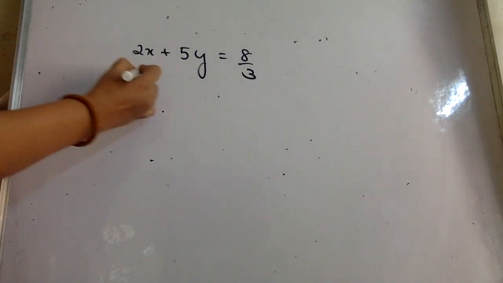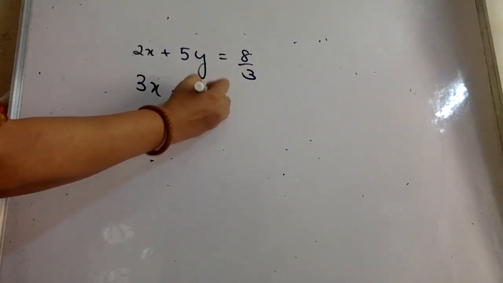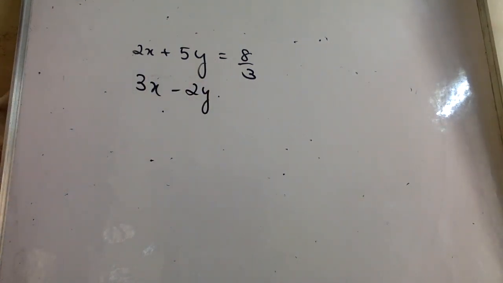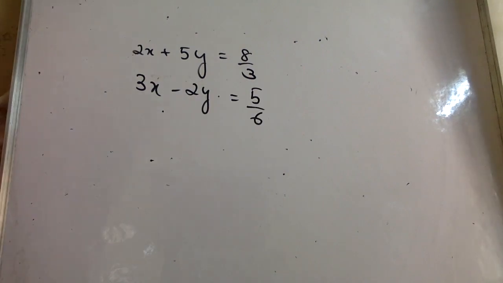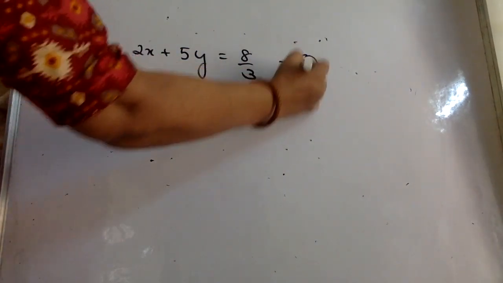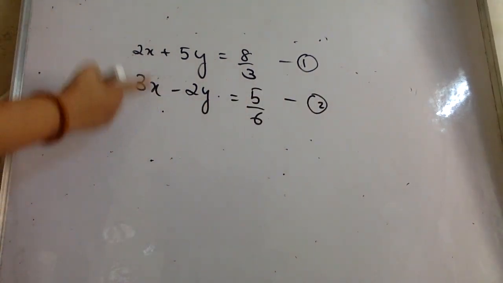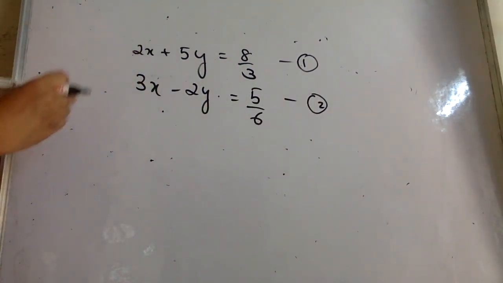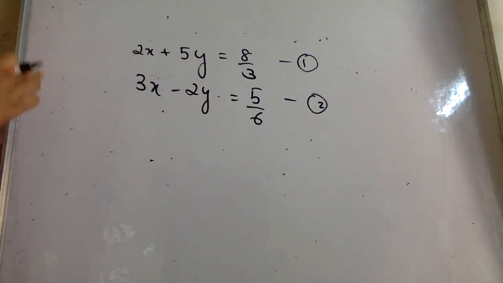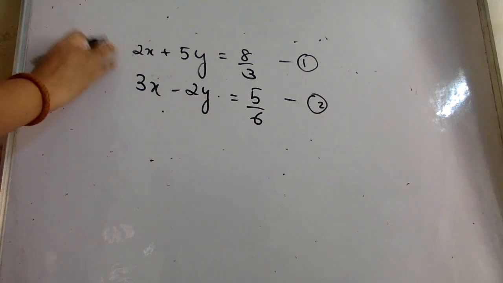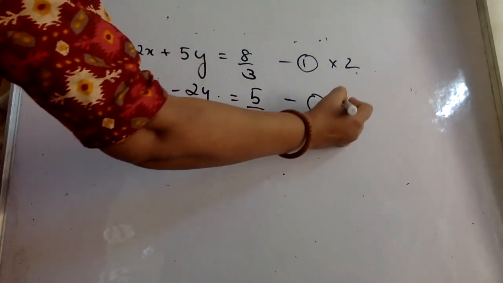3x minus 2y is equal to 5 by 6. Now these are the two equations. Let me number them as equation 1 and equation 2. And in this, we note that there is a difference in sign, but this is a 5 and this is a 2. Now what I do in this case is, I multiply this equation with a 2 and this with a 5.